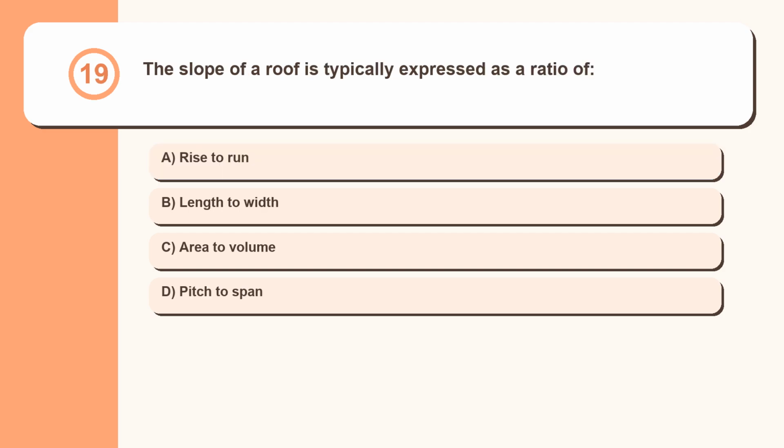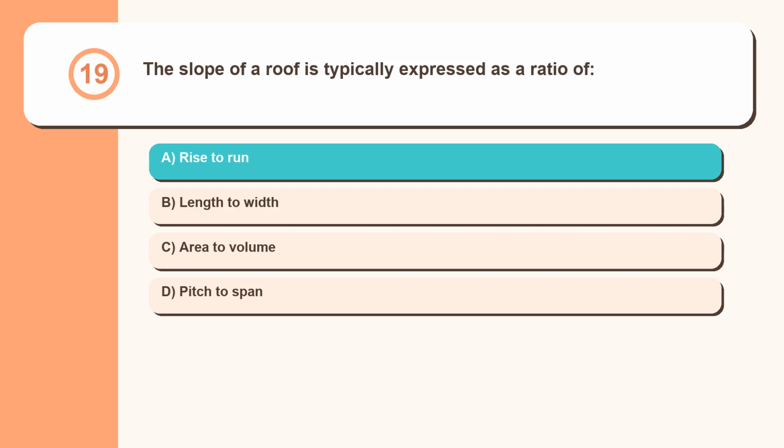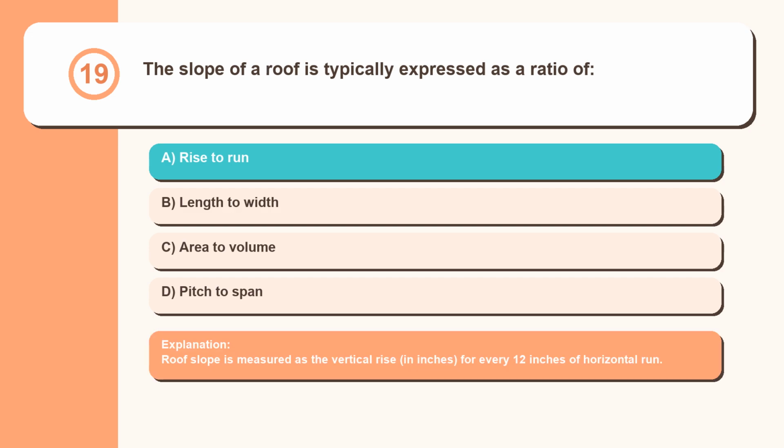Question 19. The slope of a roof is typically expressed as a ratio of rise to run, length to width, area to volume, pitch to span. Roof slope is measured as the vertical rise, in inches, for every 12 inches of horizontal run.